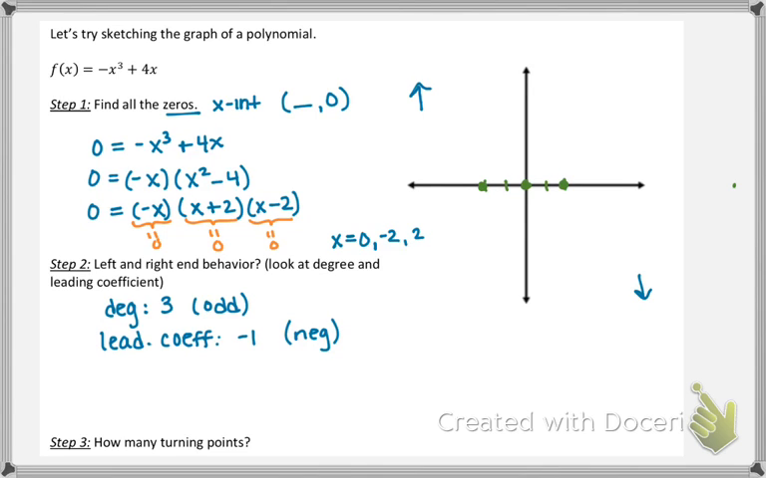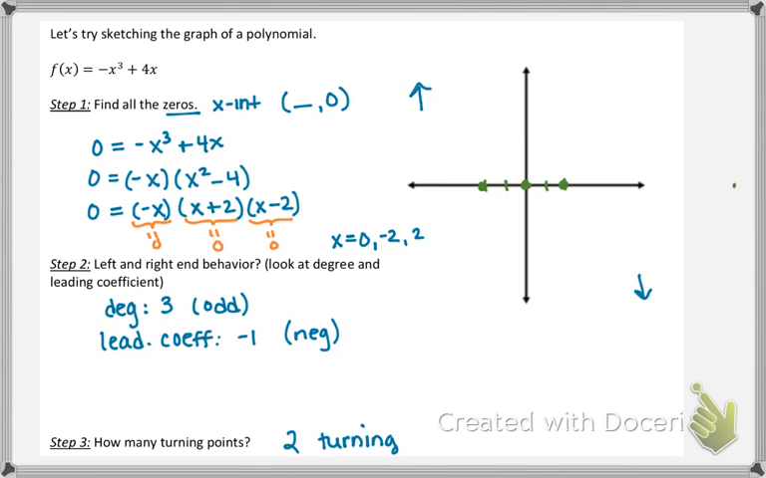And then if the degree is 3, how many turning points can it have? We know that it can have a maximum of 2 turning points. It can turn twice. Okay, so let's go ahead and sketch our graph.